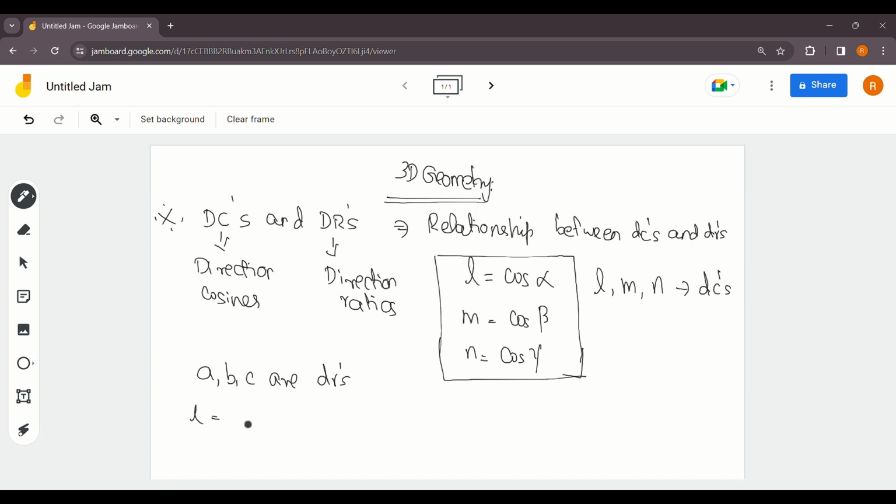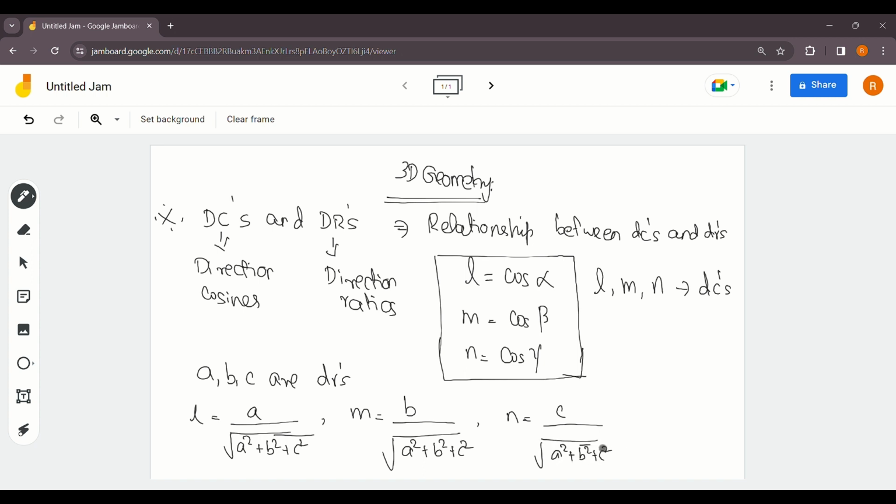l is equal to a divided by root of a square plus b square plus c square. And similarly, m equal to b divided by root of a square plus b square plus c square. And n equal to c divided by root of a square plus b square plus c square.